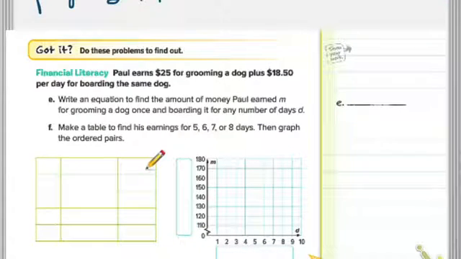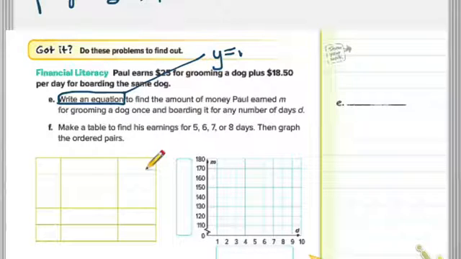So we're going to continue looking on page 271, and we're looking at the Got It. We've got a financial literacy problem here. Paul earns $25 for grooming a dog plus $18.50 per day for boarding the same dog. And in letter E, we're asked to write an equation to find the amount of money Paul earned, M, for grooming a dog once and boarding it for any number of days, D. So we're asked to write an equation, and hopefully you are thinking right away about this format.